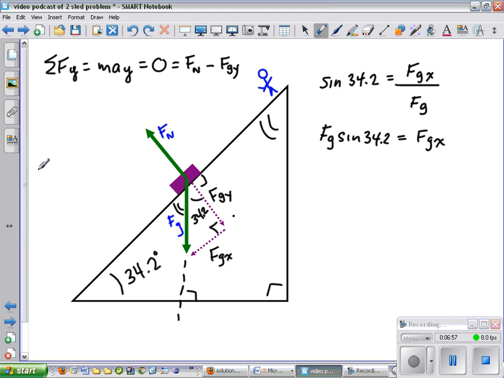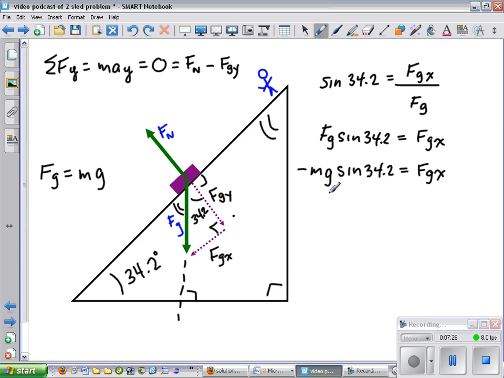FG is always equal to mass times gravity, because that's the definition of the force of gravity. Here's the mass of your object, here's g. You say, we don't know mass. Let's not be concerned. We just put mg sine 34.2 equals FGX. And let's see, is that going to the left or the right? That's going to the left, so it's going to be negative.